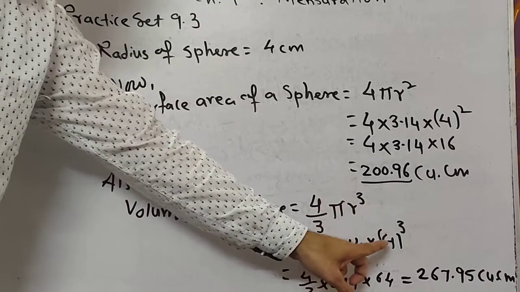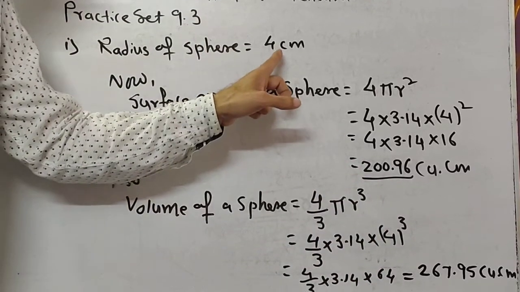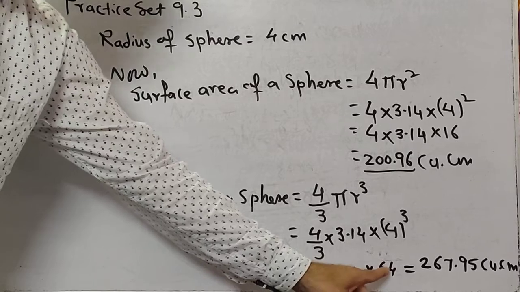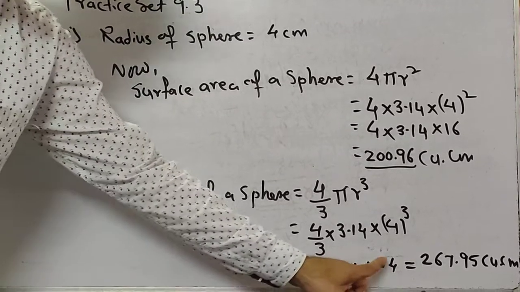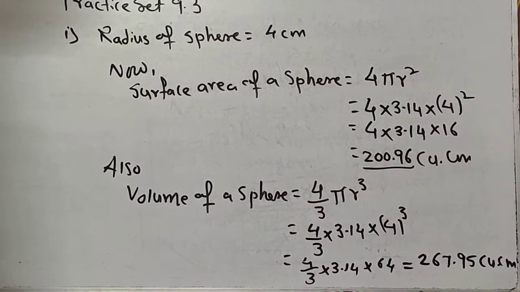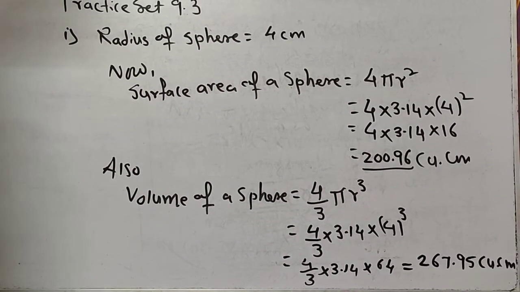Pi r cube means 4 का cube किया, side is radius is 4 का cube किया तो you will get 64. All 3 you will multiply, and then divide by 3. You will get the answer. This is the first one. Please copy it down.